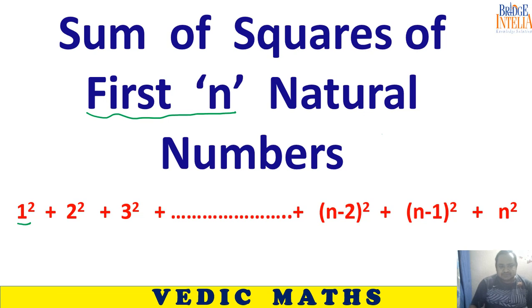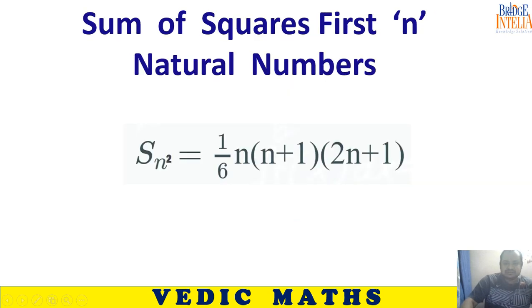So 1 square plus 2 square plus 3 square. Suppose you keep on writing this up till 10 squares. Then I would say that I am trying to find the sum of squares of first 10 natural numbers. So there is a shortcut formula for this.